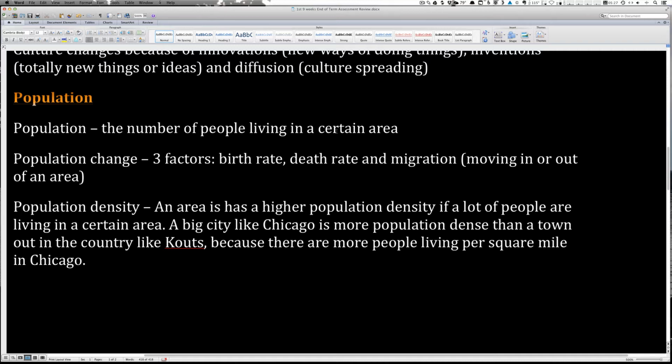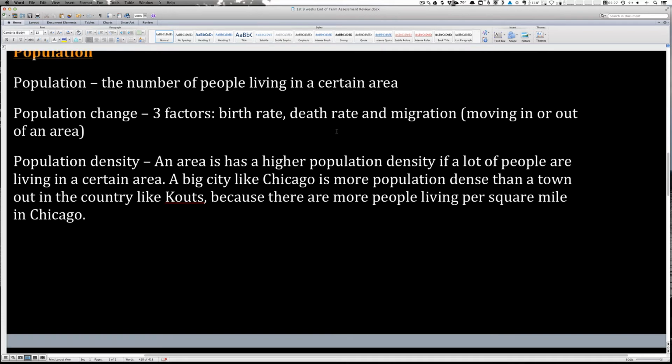If you draw a square 1 mile on every side in the city of Chicago and count up how many people live there, and take a map and draw another square in Couts, Indiana, and count up how many people live there, there's going to be a huge difference between the high number of people living in that square in Chicago and the really low number of people living in that square down in Couts.